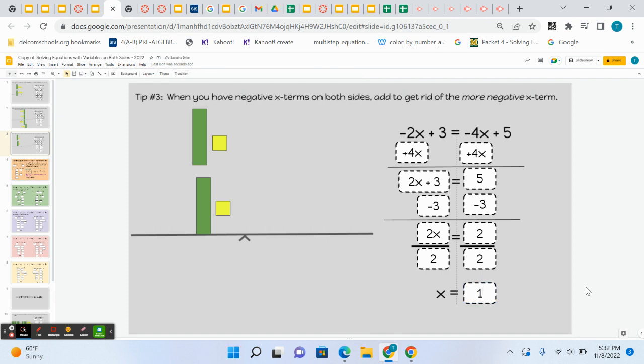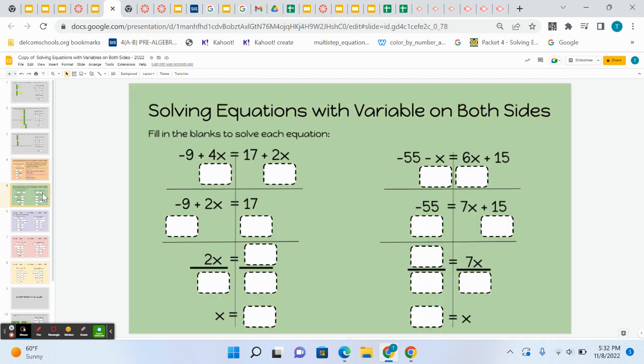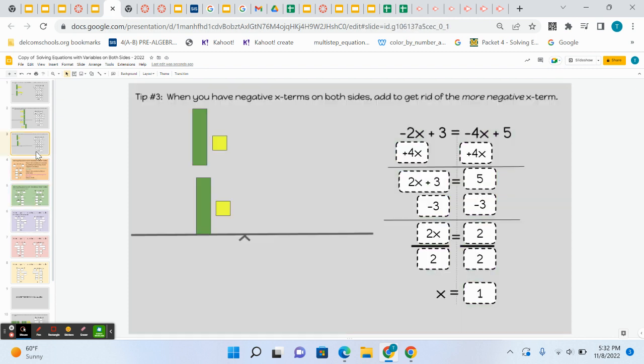Okay, guys, hopefully this is helping. The big idea, though, is tip number 3. When you solve the problems in my slides, okay, to make the blanks work out, if you have negative x's on both sides, get rid of the more negative x term by adding it to both sides.